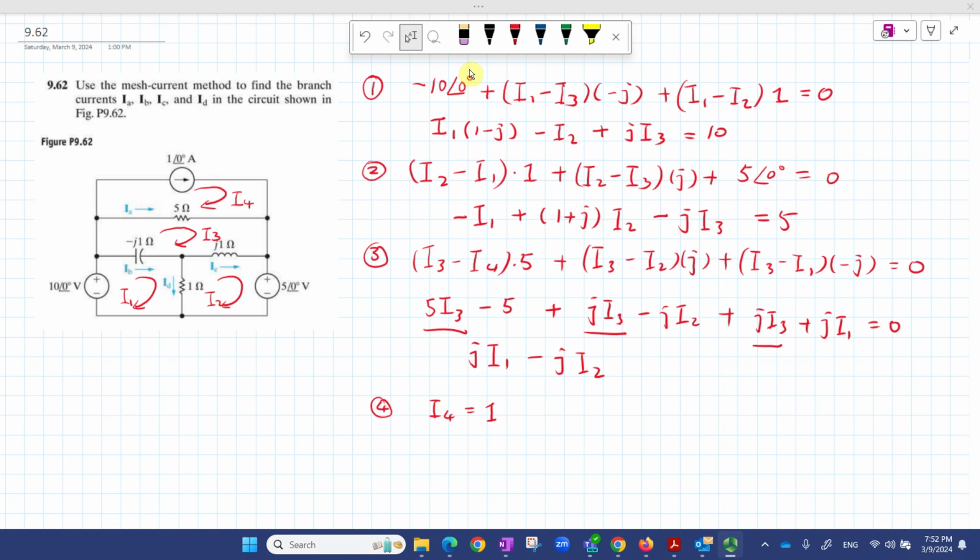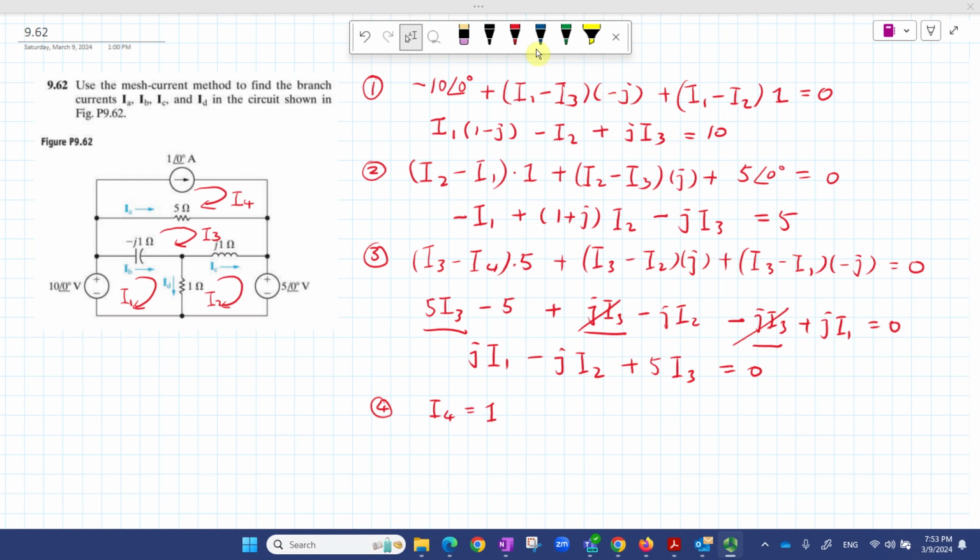Yeah, I made a mistake here, so I think this one, right? This is negative j, so we are actually going to minus this one. So if that's the case, the negative part is gone. So we're going to plus 5 i3 and equal to 0. Okay.